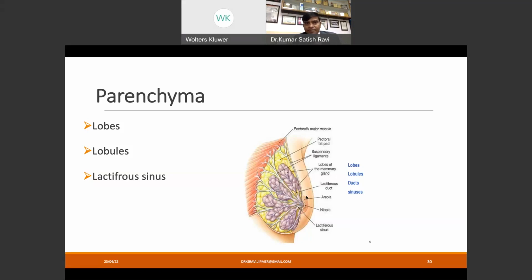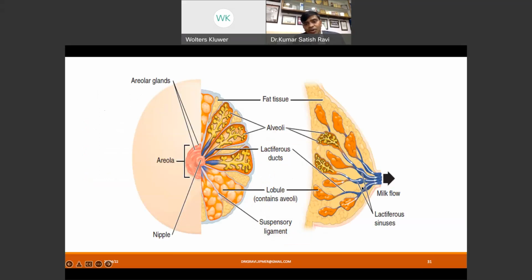And it will have ducts which converge towards the nipple. You can see over here in this diagram, these ducts converge towards the nipple and open at its summit. In this next diagram you can appreciate this is the nipple over here. These is the fatty tissue. These are the alveoli. Over here you can appreciate the lactiferous ducts which open at the nipple.